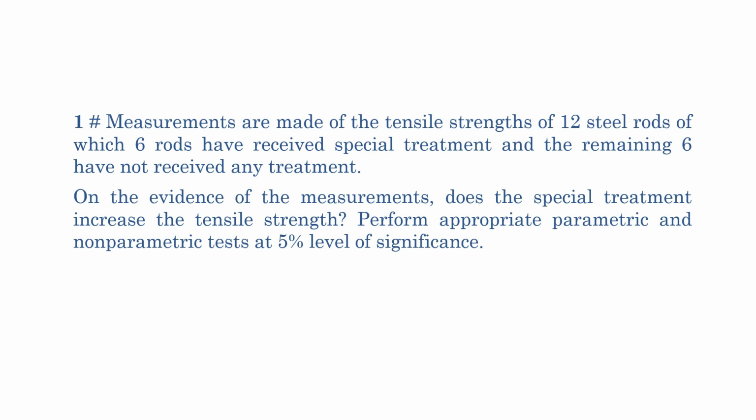In the first paragraph, we can see that we have two independent samples. The first represents the 6 rods who received special treatment, and the second represents the remaining 6 who did not receive any treatment. This question on the second paragraph is very important because it will help us on the last step, which is the conclusion. According to the question, we can say that we have two independent samples, right? So, which parametric test should we use?